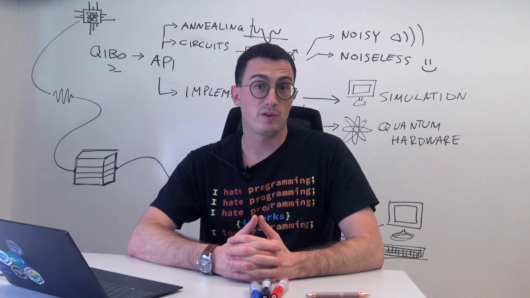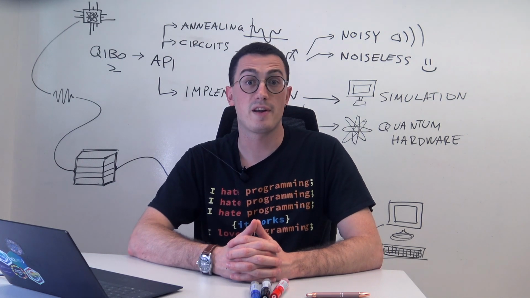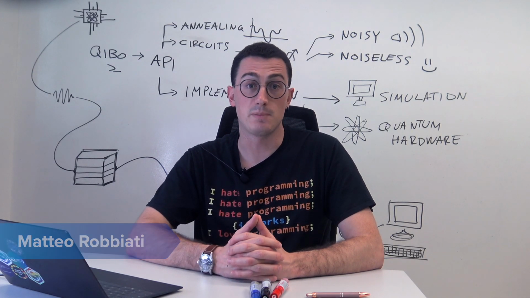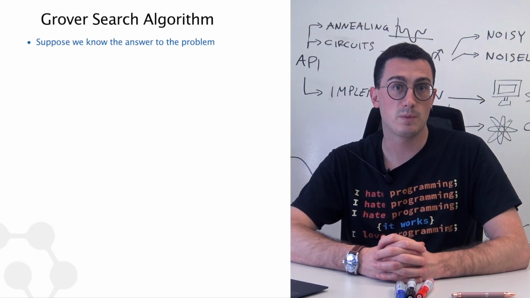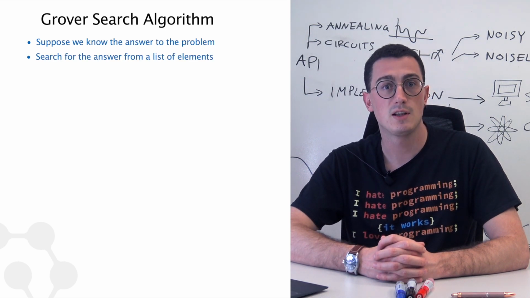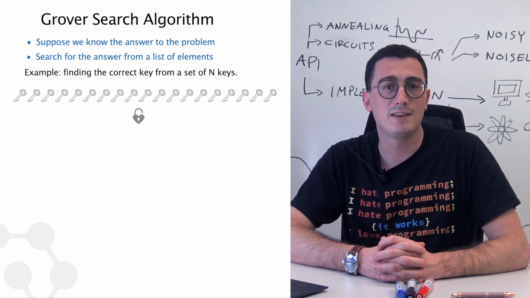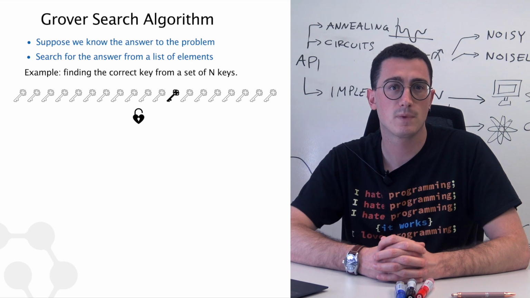Grover is one of the most famous algorithms in the quantum computing field. We also refer to it as the Grover search algorithm, because it's useful to search for a correct solution in a list of many possibilities. In Grover, it's important to highlight this aspect: we are supposing we know the correct answer to a question, but we still need to search for it in a list of answers. This can be useful, for example, to find the key which unlocks a door among n different keys. So you need to search for the specific key.